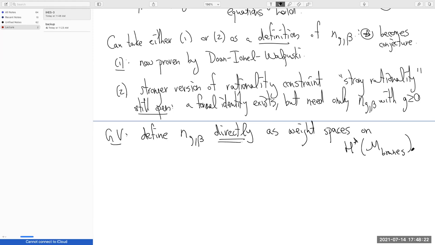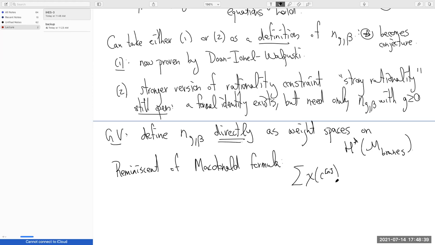And so, this is reminiscent of the McDonald formula that I started on Monday's class with, where on one side you have a generating function of Hilbert schemes on a smooth curve, and on the other side you have the cohomology of a single space, just the Jacobian of the curve with some kind of prefactor.